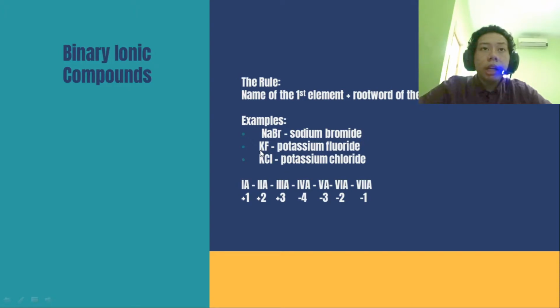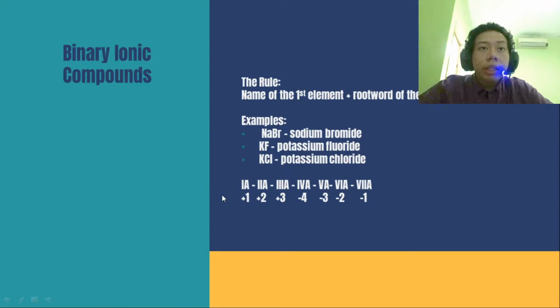And the second is KF. K is potassium, F is fluorine. The root word of F is fluorine, so we replace INE of fluorine by IDE, and then we got fluoride, potassium fluoride. The third one is KCl. K is potassium, Cl is chlorine. We replace INE of chlorine by IDE, so we get potassium chloride.